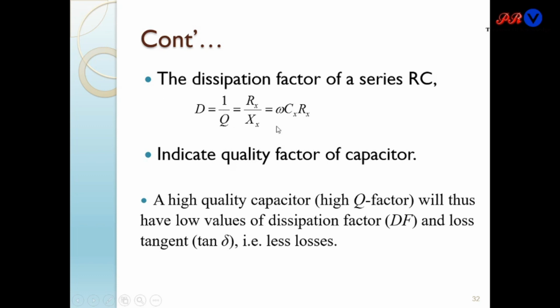So the dissipation factor also indicates the quality of the capacitor, and it is defined as the ratio of the voltage across the resistive part to the voltage across the capacitive part, which is equal to omega Cx Rx. In this way we can also calculate the dissipation factor or quality factor of the capacitor by using this Schering bridge.